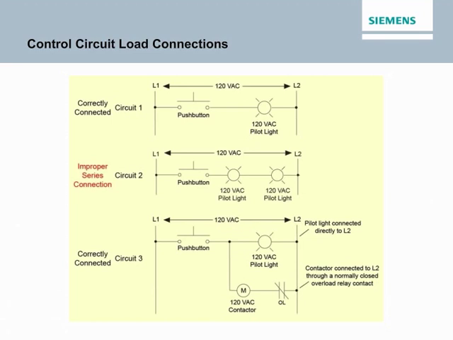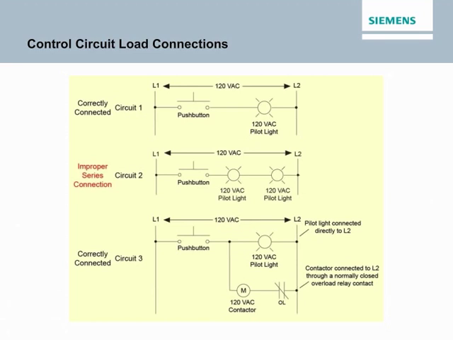In this circuit, when the push button is pressed, the voltage is divided across both loads with neither load receiving the full 120 volts necessary for proper operation. Circuit 3 shows an example of a correctly connected circuit with a few more components.